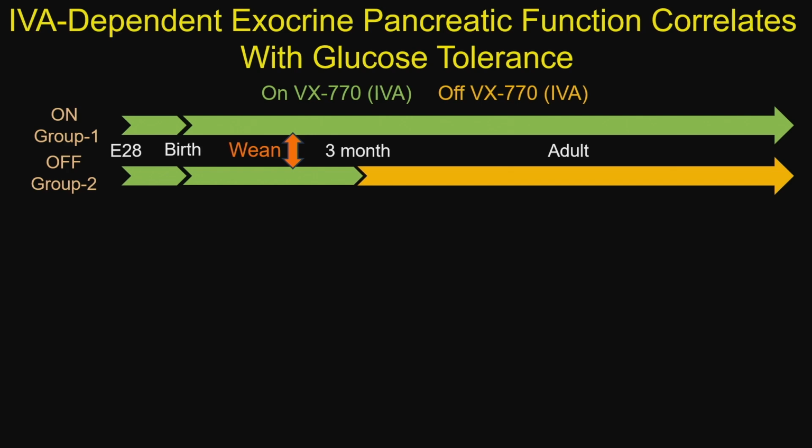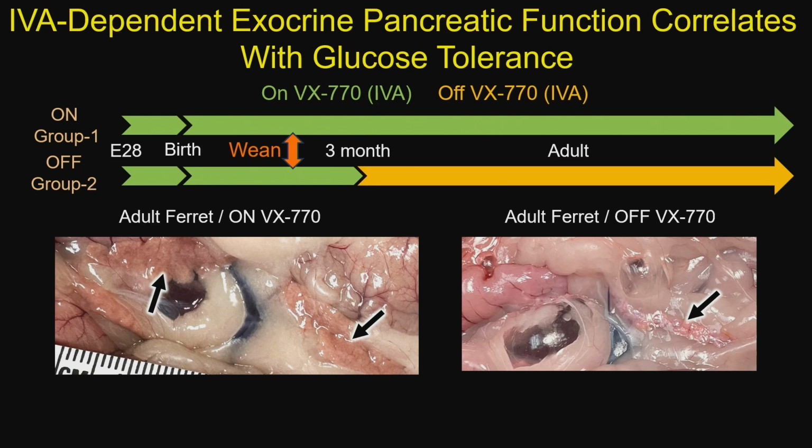And then we had animals that we kept on for life, males typically that were breeding and retained fertility. Just to remind everybody, ferrets wean at about 8 weeks of age. So you can see here, animals on, pancreas looks pretty healthy. Here is the residual pancreas of an animal that went off at adulthood.